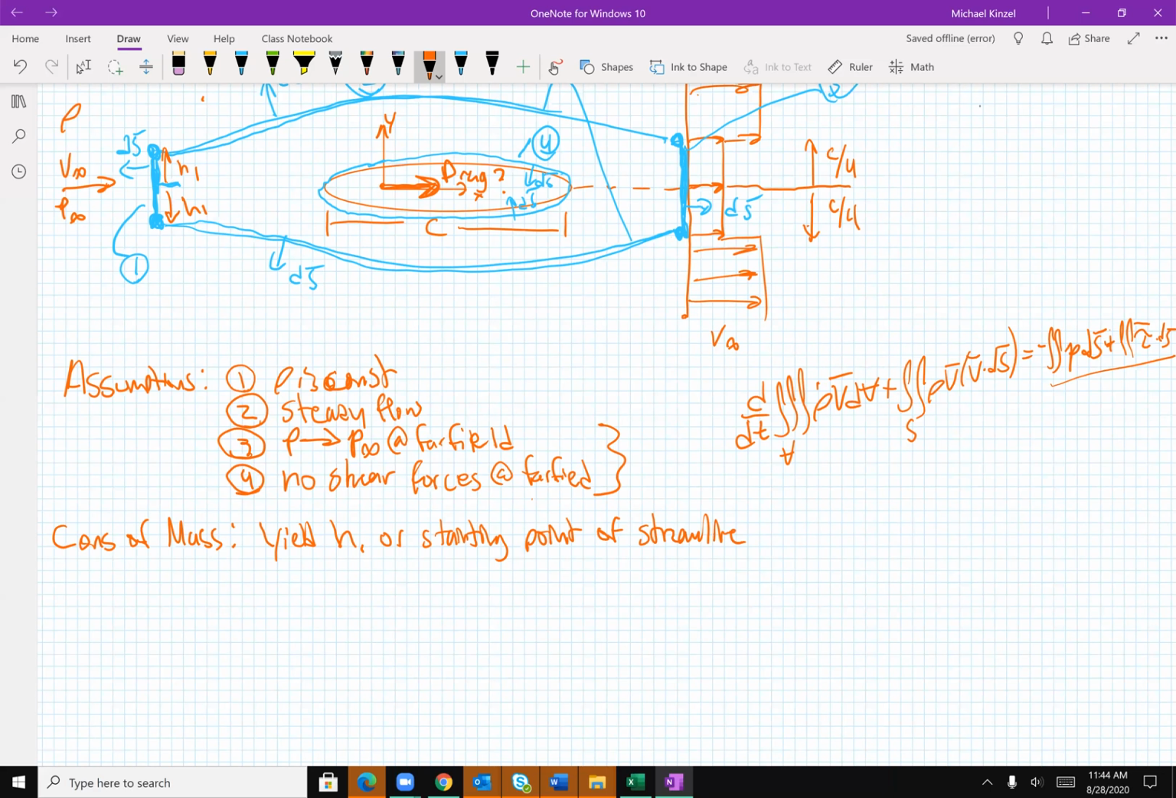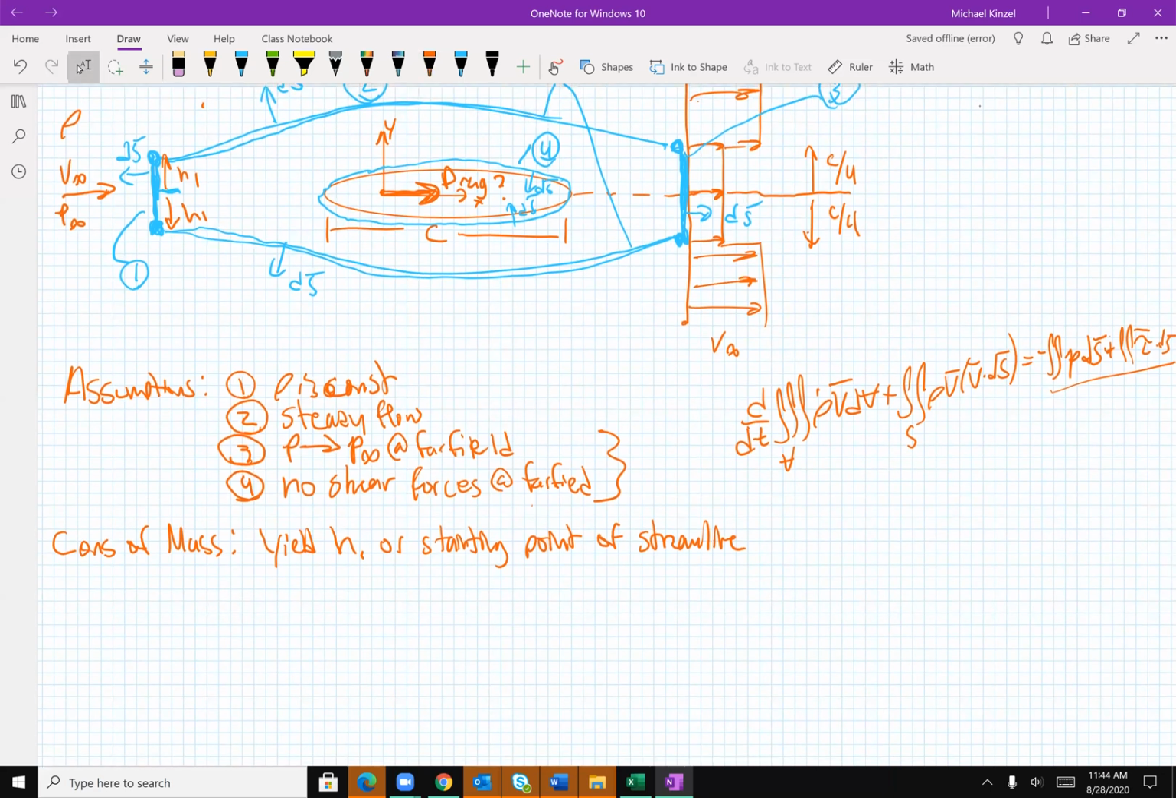So just to recap, what we need to do is find the forces via the momentum equation to obtain our force. This term's going to go to 0 because it's steady, and we're going to evaluate momentum flux out of the system. So the momentum flux out here minus momentum flux in here.